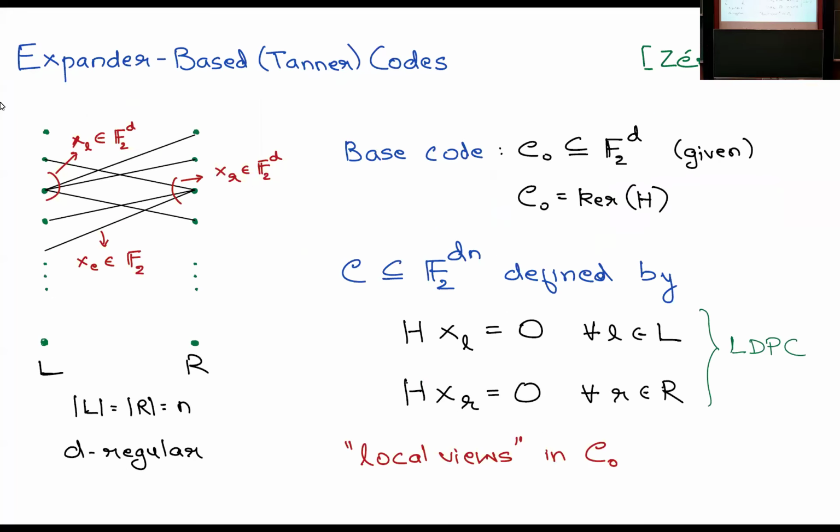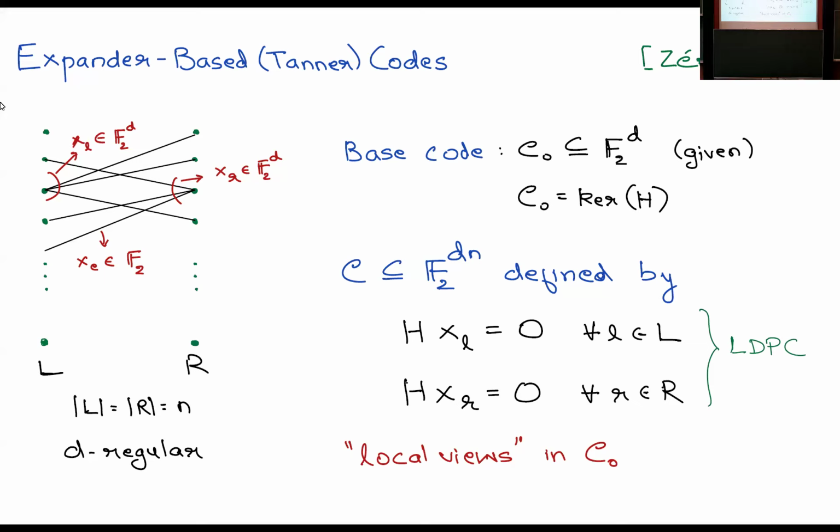And here's the construction. Again, we'll not use a lot of specifics about this construction. This is just something to keep in mind. The kind of paradigm I'll talk about applies more broadly, we'll see when it can apply, but this is a specific example to keep in mind. And this is constructed in terms of a base code. So let's fix a code C0, which is a constant size object. It lives in F2 to the D.